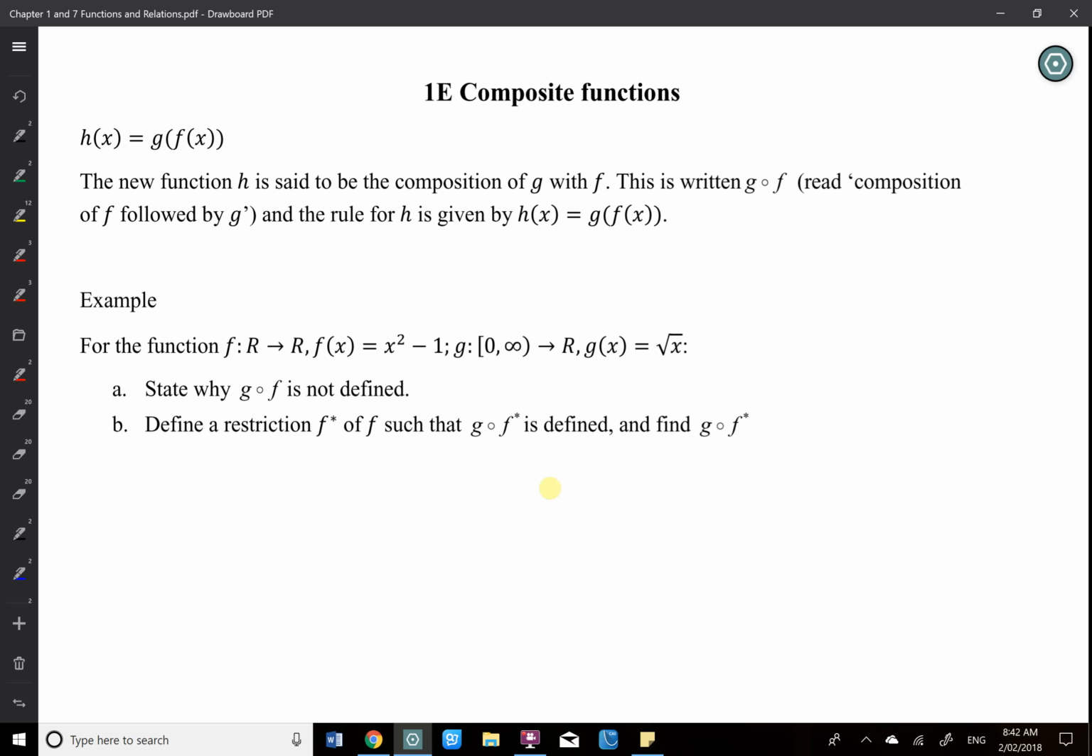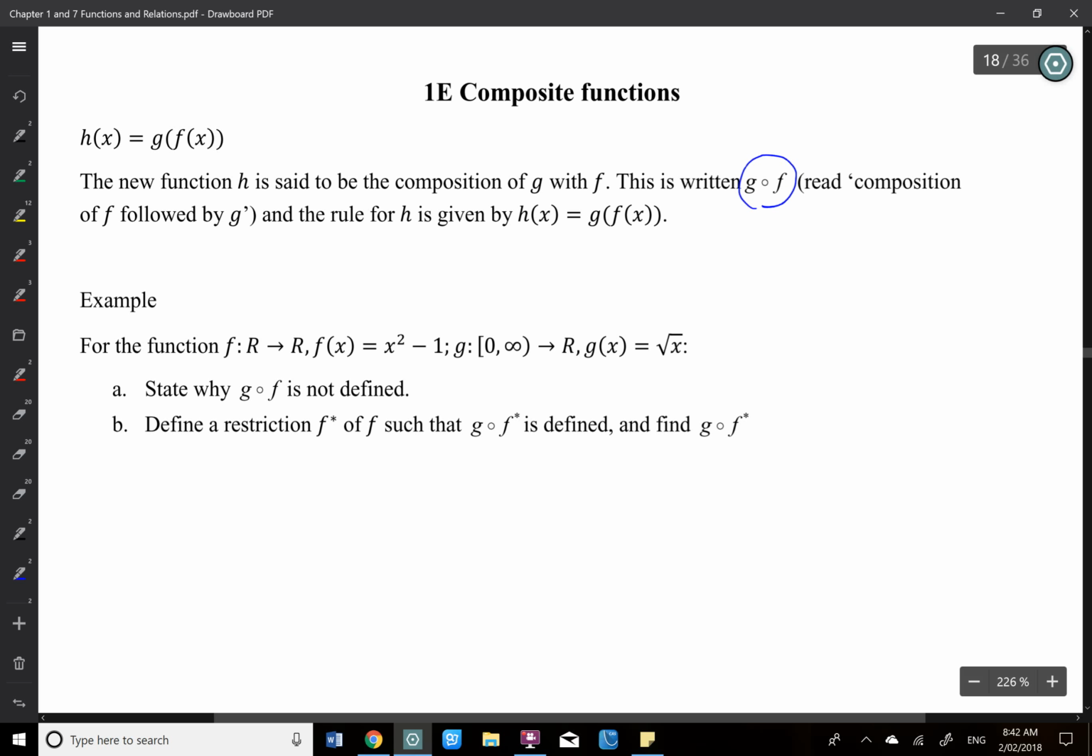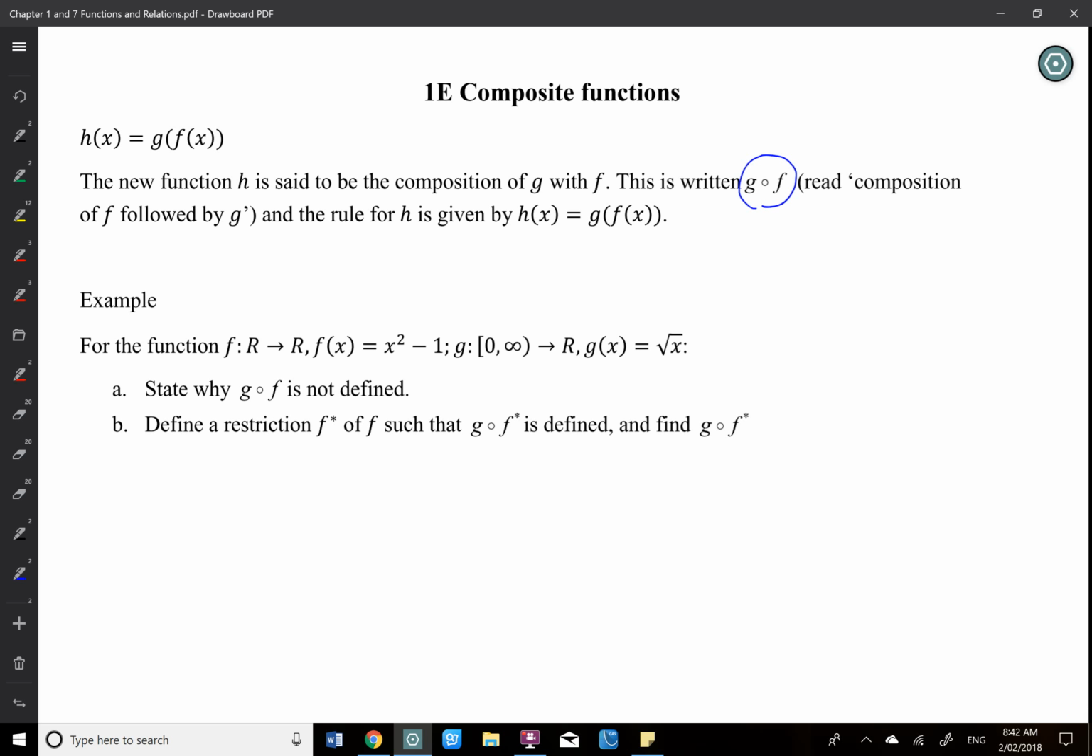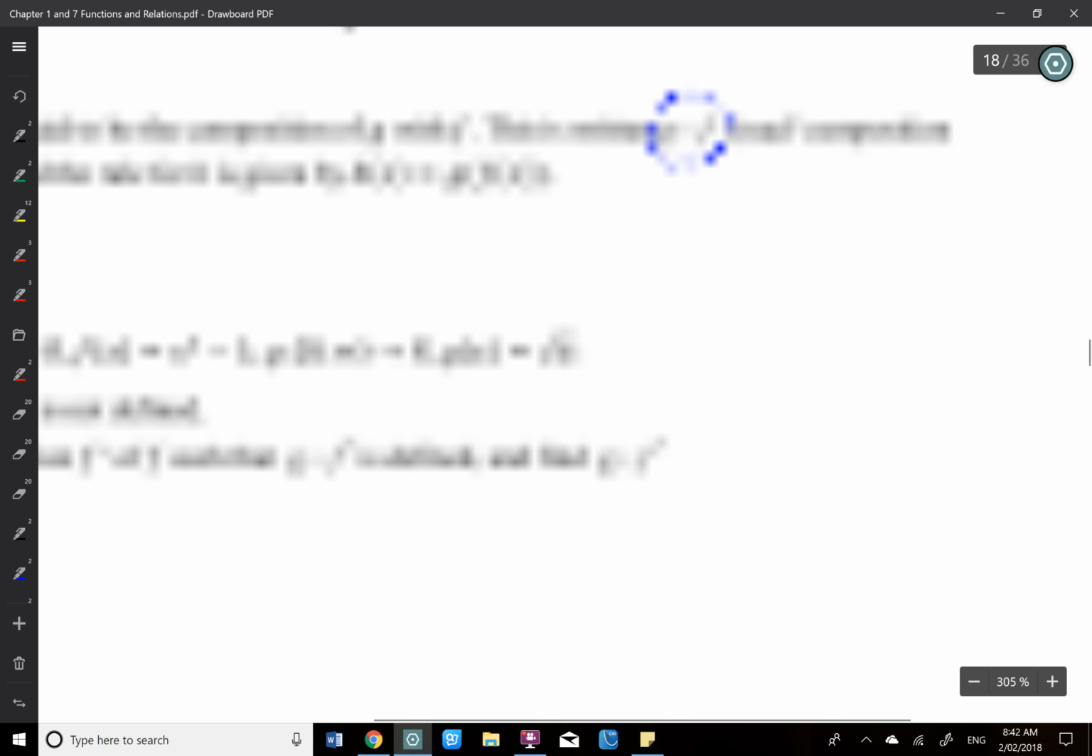We can also write it in this way. g is in the front, then an open circle, and f, which means I put function f into the function g. It is read as the composite of f followed by g, and the rule is given by h(x) equals g of f(x). So let's do a really simple example. Let's not look at the example below here. I'll show you that example, but let's look at a simple example first.